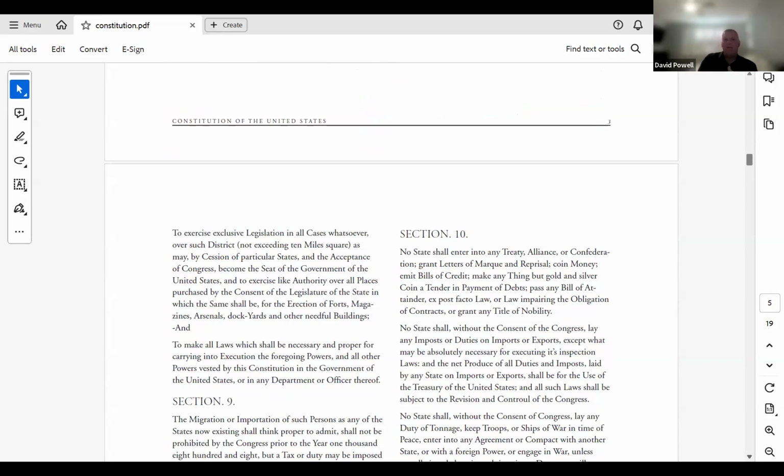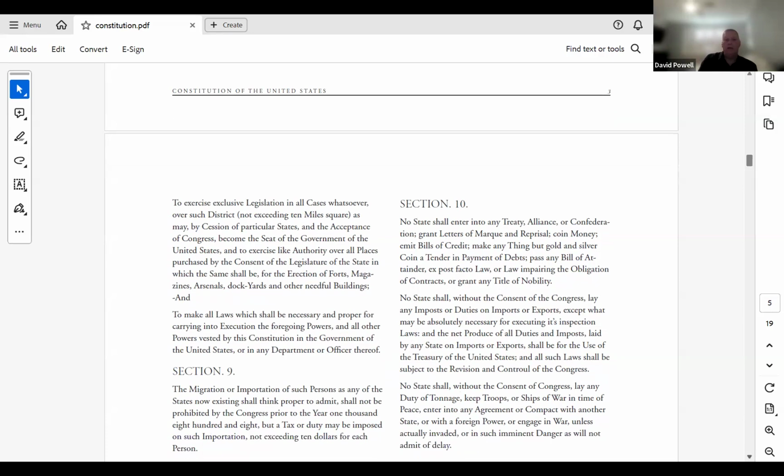And then at the end of Article 1, Section 8, we get the very famous elastic clause or the necessary and proper clause. They have the power to make all laws which would be necessary and proper for carrying into execution the foregoing powers and all other powers vested by this Constitution in the government of the United States. So in order to carry out all these enumerated powers, they can do whatever they need to do and pass whatever law they need to do in order to carry out those enumerated powers.